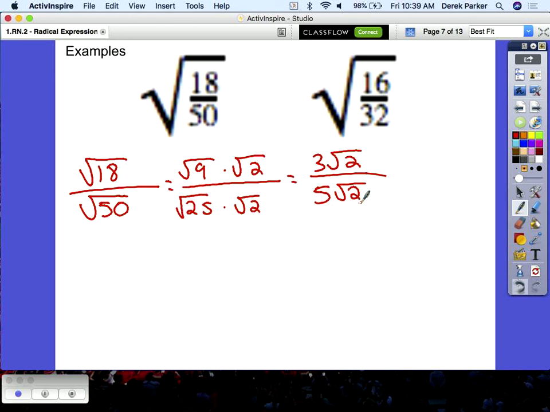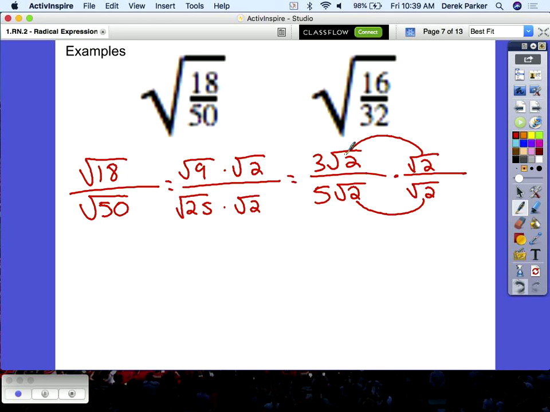I cannot leave that square root of 2 in the denominator. I have to rationalize the denominator. To get rid of this, I have to multiply the numerator and the denominator by the square root of 2, because I cannot leave the radicand, an irrational number, in the denominator. So I'm going to do that now.